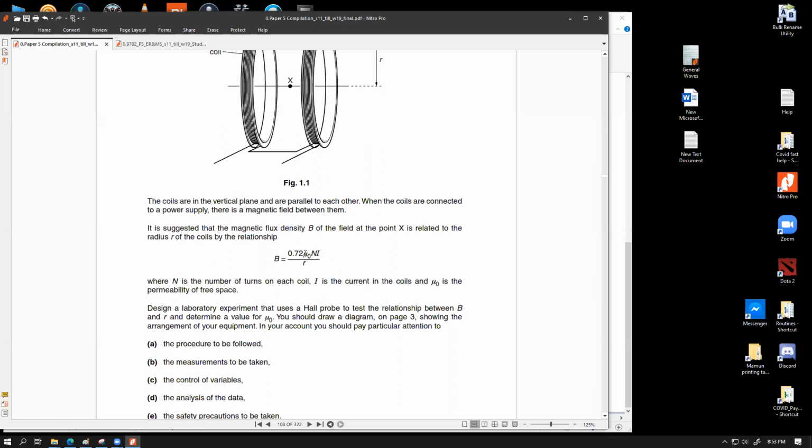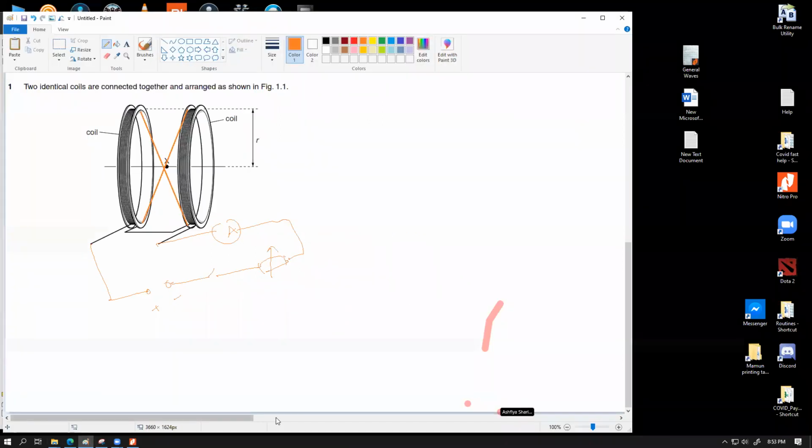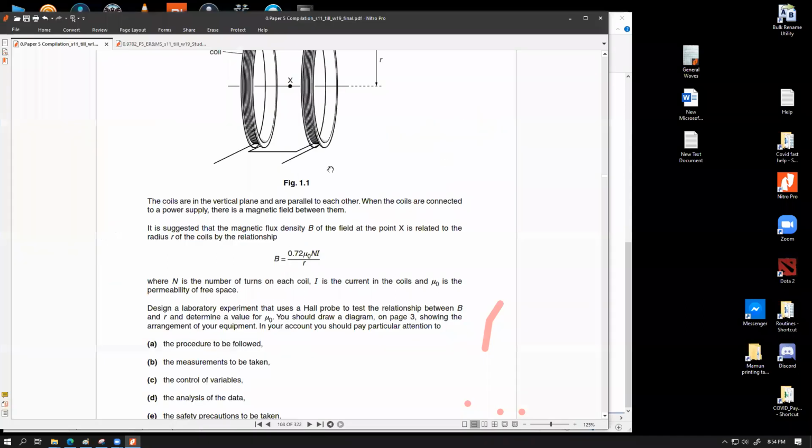So finding the value of mu naught here is very simple. To prove this relation, we'll have to plot a graph of B versus 1 by R, because R in this case is the denominator. So we're going to have to plot a graph of B versus 1 by R. That will be our graph, and eventually the gradient of this graph would be everything that is on the top. And from this you have to show an equation to work out the value of mu naught. That can work, I believe.